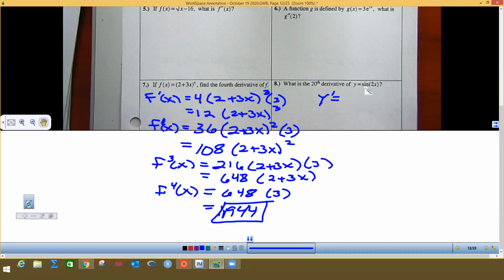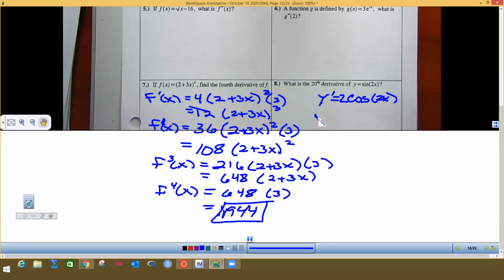When I do chain rule, I have to do the outside part first, which is cosine, keep the inside the same, and then the derivative of the inside, which is a 2. The derivative of 2x is 2. So I'm going to stick that 2 in front. So there's the first derivative.